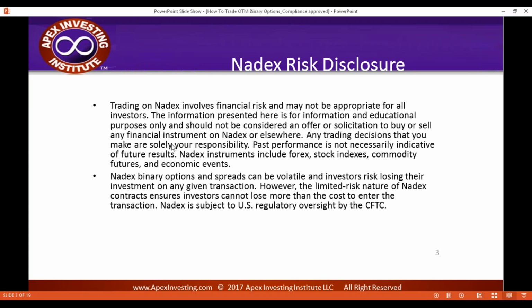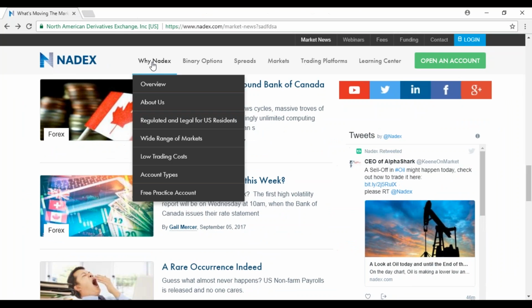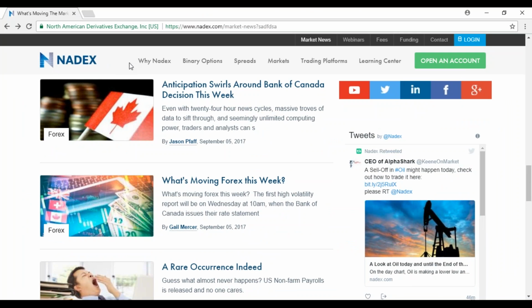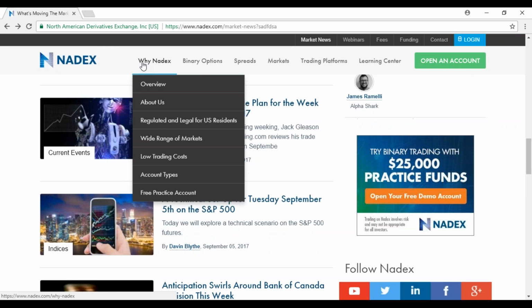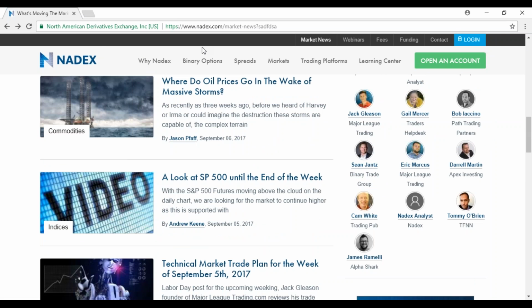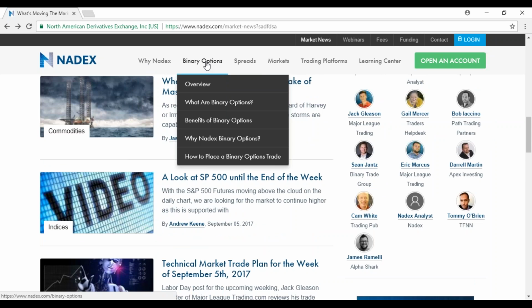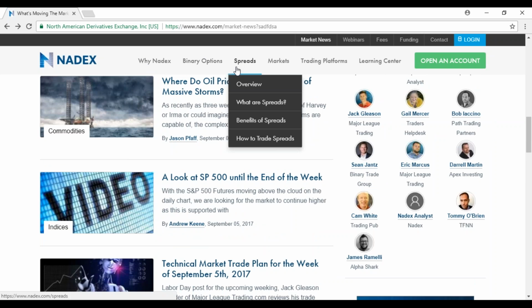If you're brand new to Nadex, hop on over and visit the Nadex platform here. You've got a lot of great information here on the Nadex platform. Nadex basically offers two different products. They offer binary options and spreads. You can go right here to each one of these tabs, and you can get some great information on each of those products. But as far as webinars, one thing I really got to give Nadex a lot of credit for is all the free tools and free education that they provide for you.